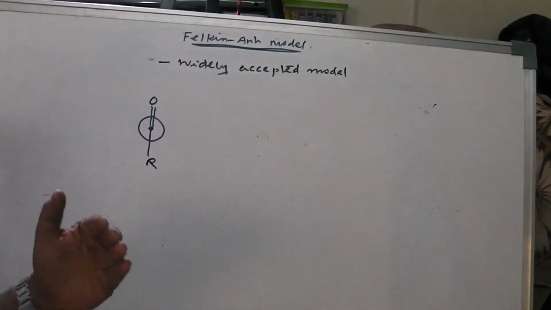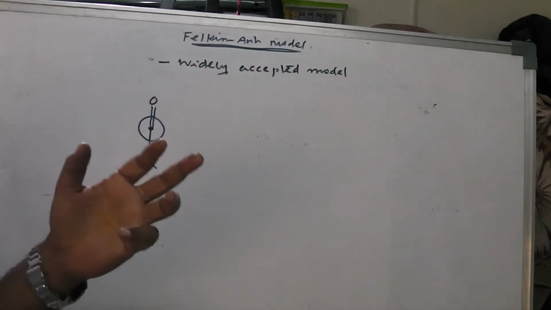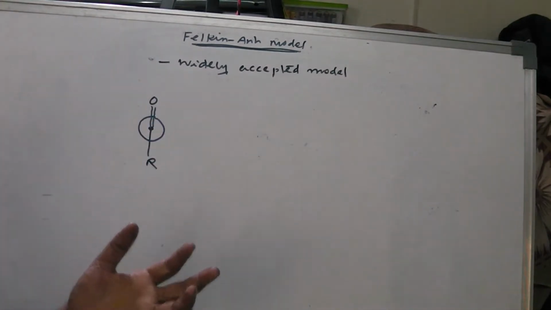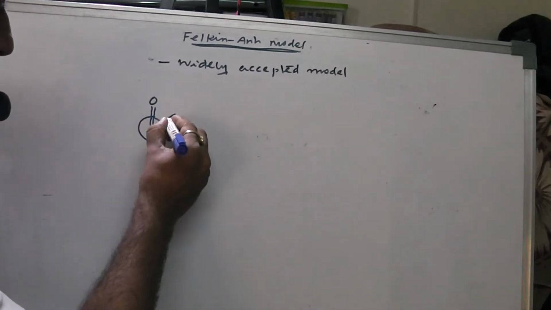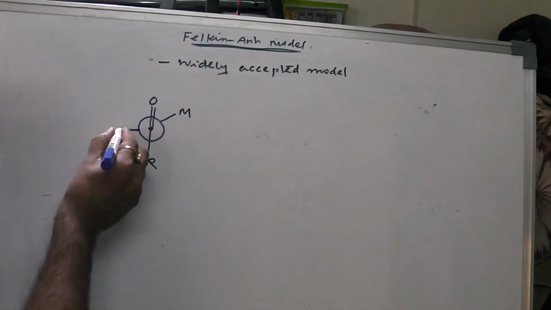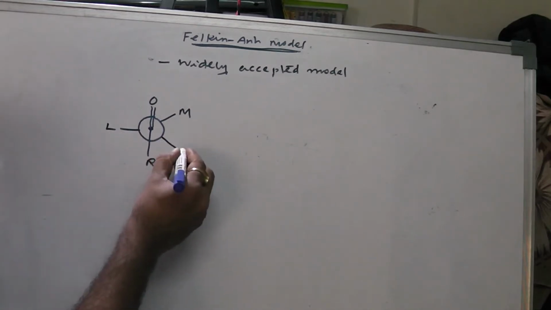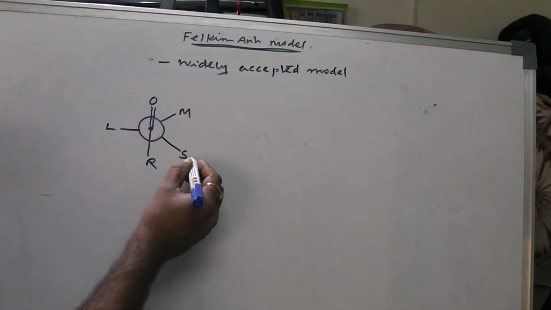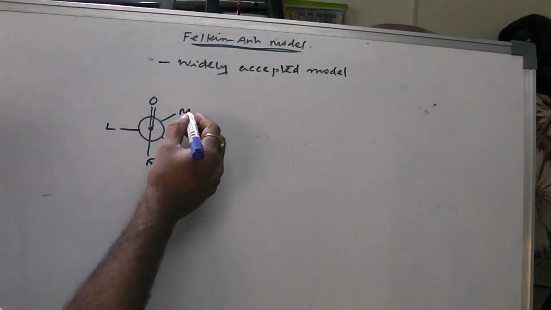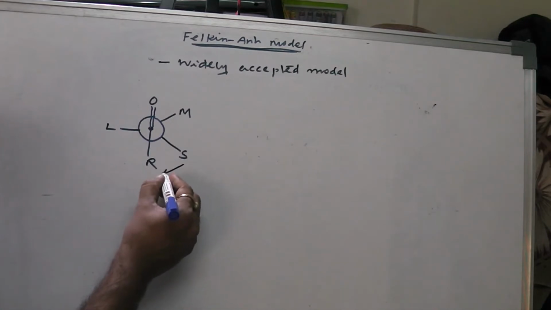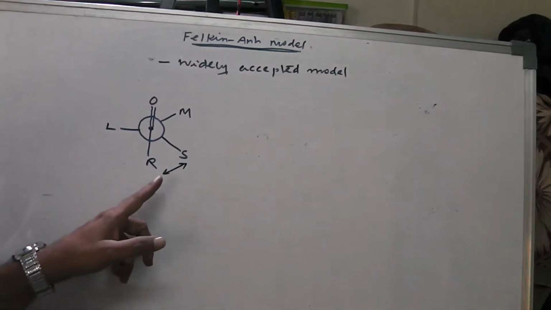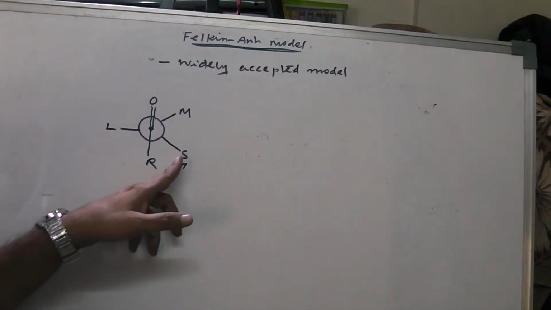As we saw in Bullock's model or Cram's model, there are three groups on the rear carbon. One is large, another one is small, another one is medium. So we have to write those three groups: M, L and S. S represents the smaller group, M represents the medium sized group, and L represents the large group. So here you can see the interaction between the R and S. It's a gauche interaction.